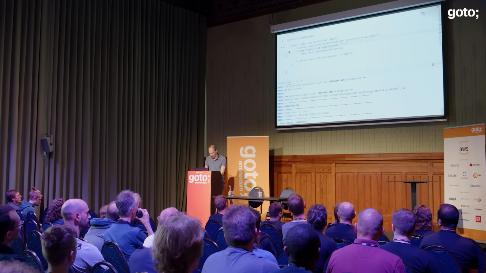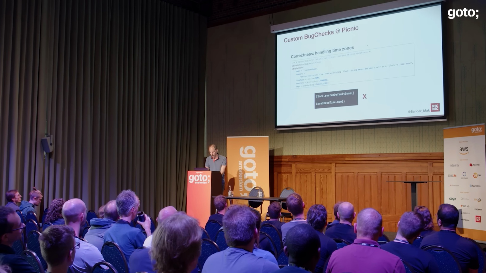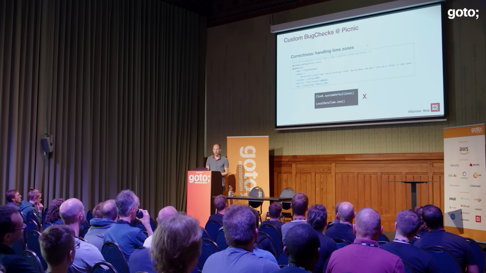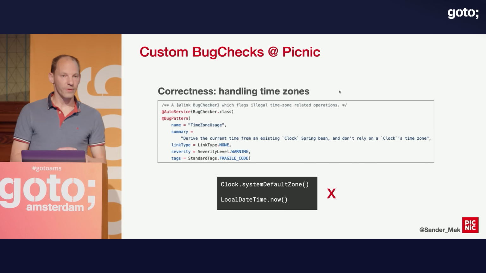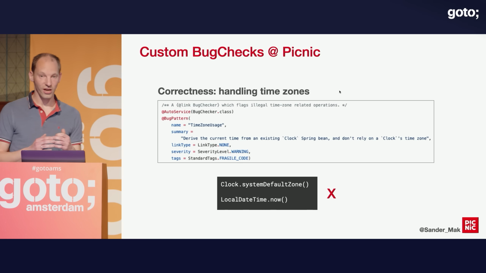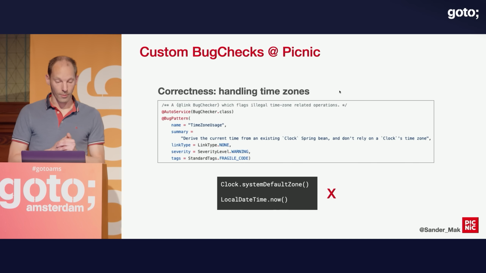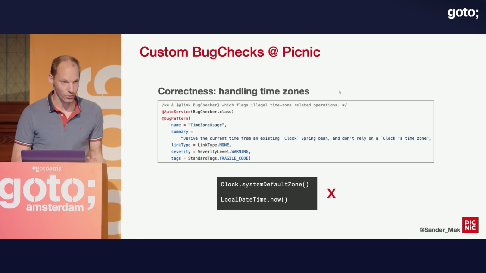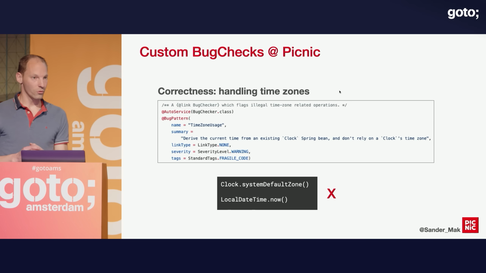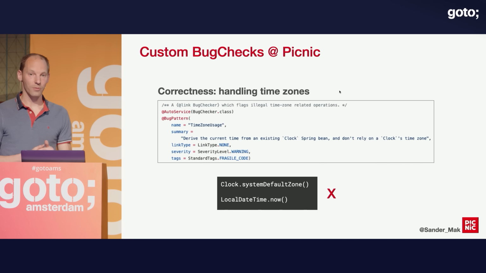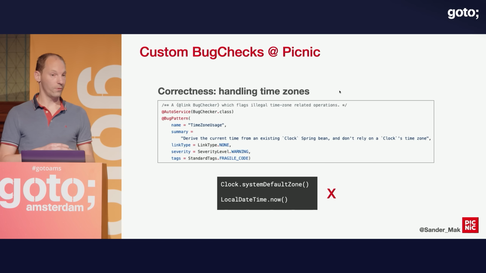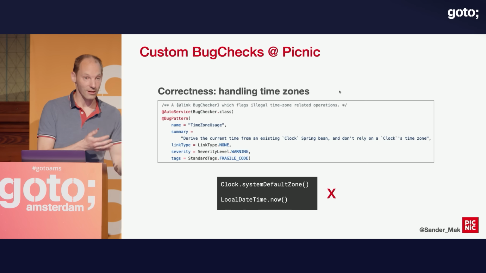Now, let me go back to the presentation to give you a little bit of a taste of what we use custom bug checks for at Picnic. There's actually a couple of categories here. On the one hand, we have some bug checks that are addressing what we would see as correctness issues with usage of APIs. So again, it's all perfectly valid compilable Java code, but the way some of the APIs are used just don't fit into the pattern of how we think they should be used.